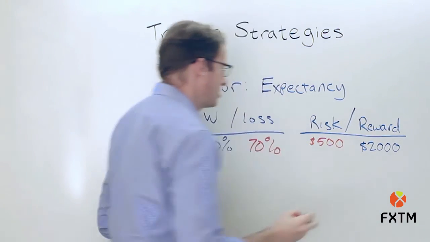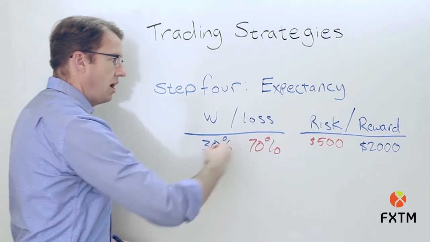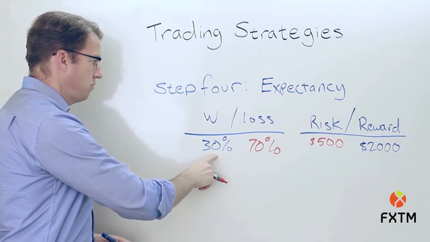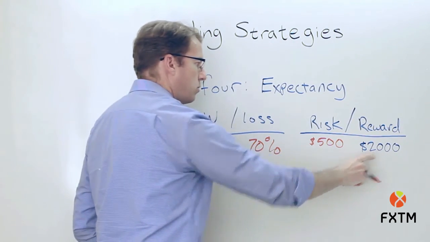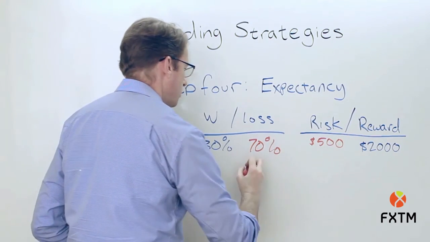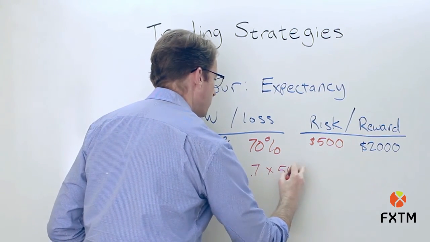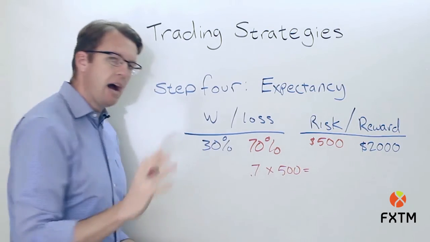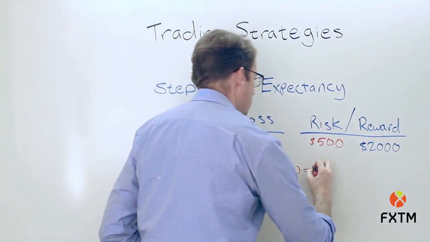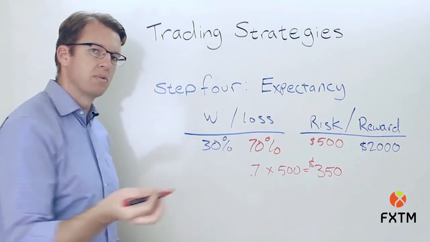Now we have all the information that we need to develop an expectancy. And the way that we do that is we multiply the potential loss by the amount at risk, the potential for a winner by the amount of reward, and then we net those out. So let's do that. We'll do the loss and the risk first. So 0.7 for 70% times 500 gives us an average loss here. So on any given trade, we think on average that's going to lose $350 if we weight this, assuming that the other 30% are winners.